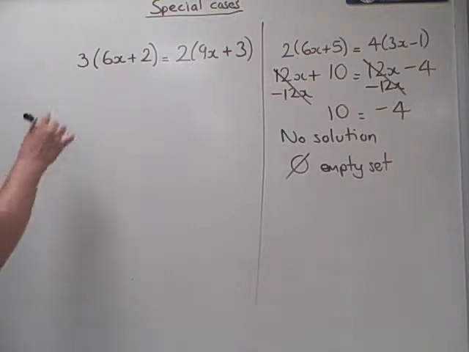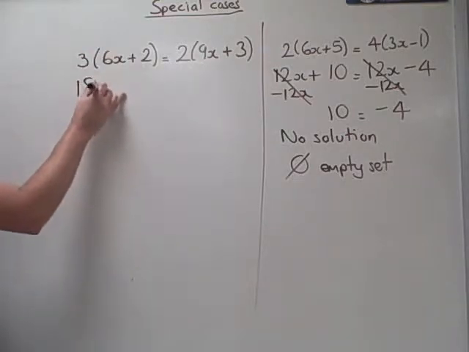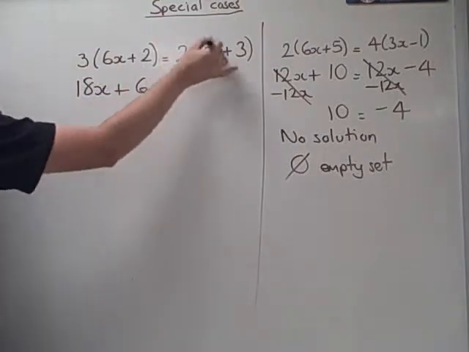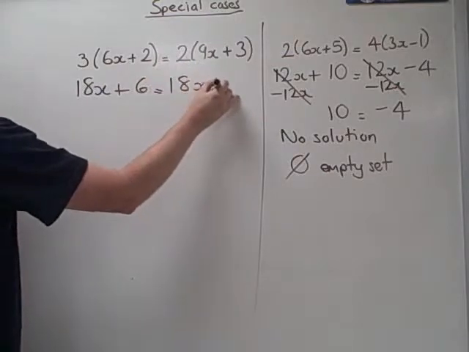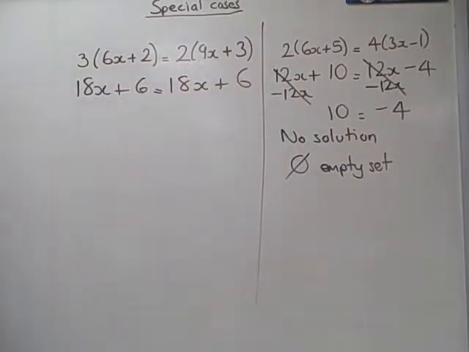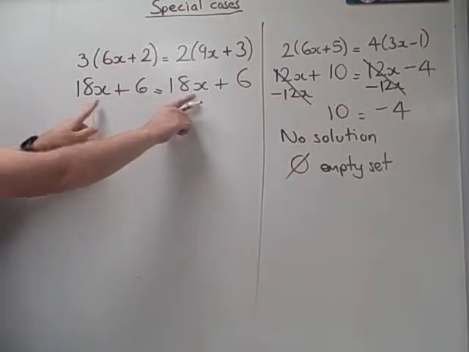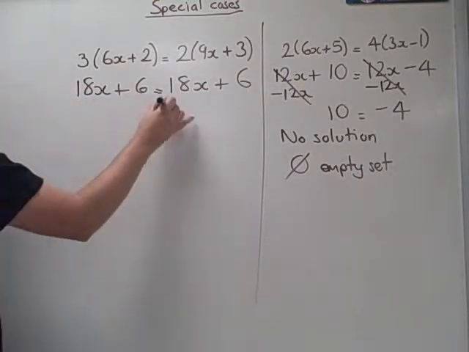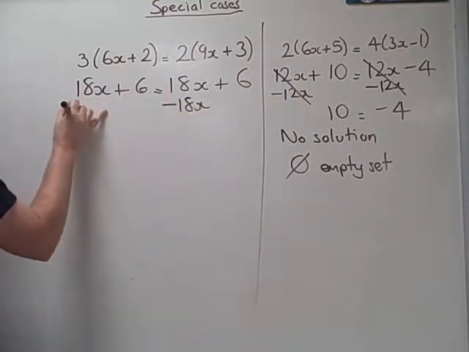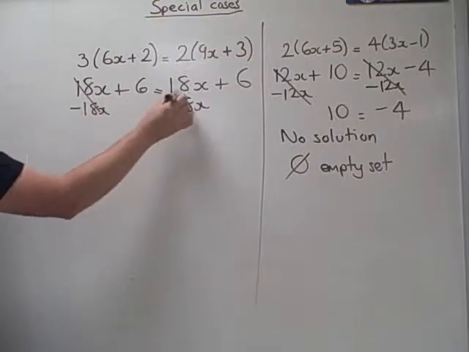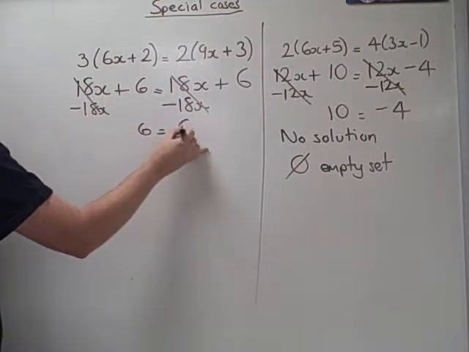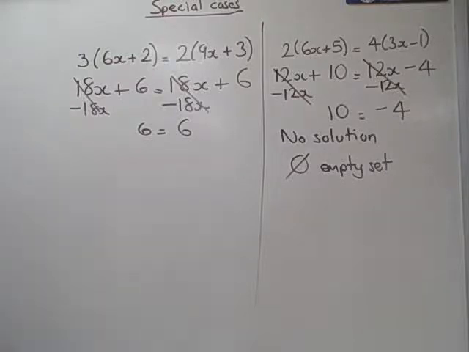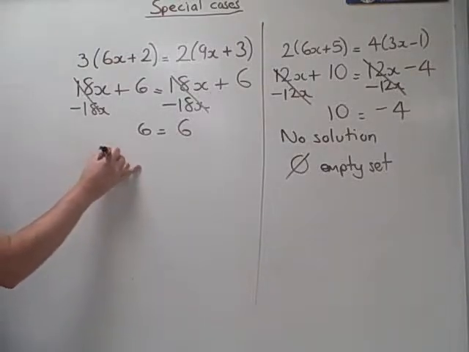Now for our other one, we're going to set this up the same thing. We're going to distribute here, and we're going to distribute on this side too. And once again, you can see that we have the same number of x's on each side. Actually, we also have the same number this time. So when we take away 18x from both sides, that will cancel, and we get 6 equals 6. Now, obviously 6 does equal 6, so this is a totally different case. This is actually all real numbers.